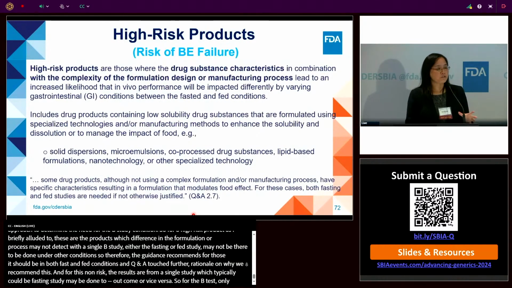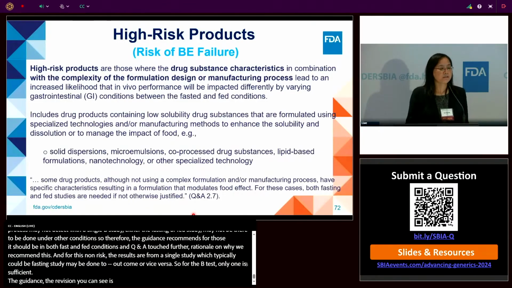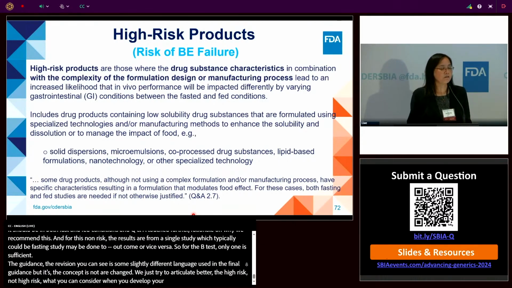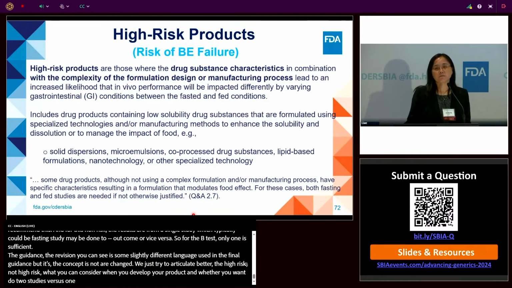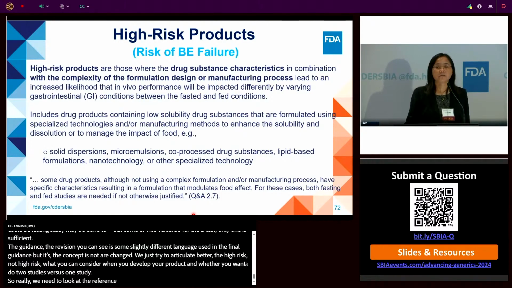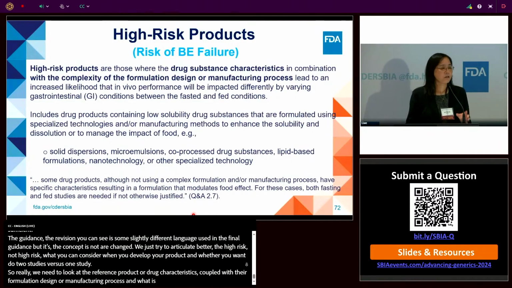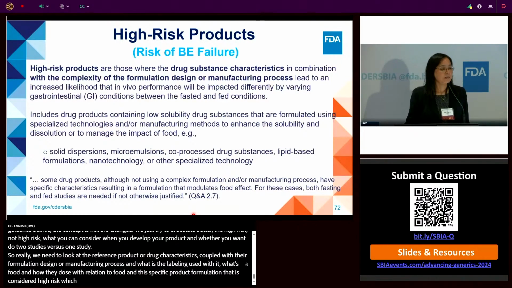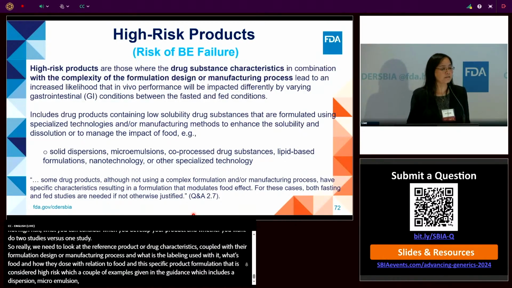In the guidance revision, you can see there's some slightly different language used in the final guidance, but the concept has not really changed. We just try to articulate better how you identify a product as high risk or non-high risk, and what you may consider when you develop your product to decide whether you need to do two studies versus one study. So we need to look at the reference product or RLD, drug substance characteristics, coupled with their formulation design or manufacturing process, what the labeling says, and what the food effect is. There are specific product formulations considered high risk, a couple of examples of which were given in the guidance, which include solid dispersions, microemulsions, lipid-based formulations, nanotechnology, and some other specialized technology.